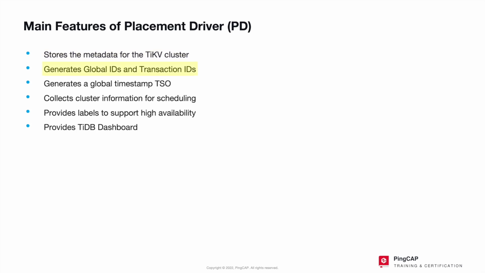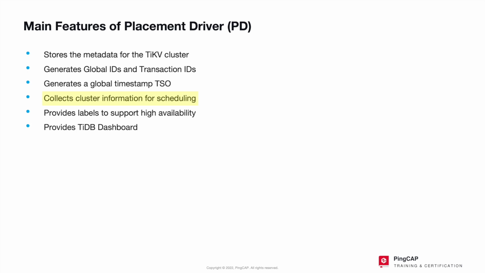Next, PD assigns a global ID and a transaction ID. So PD assigns the global IDs we use, such as store ID, region ID, peer ID, table ID, index ID, etc., and the transaction ID of the distributed transactions. Next, PD generates a global timestamp, or TSO. TSO is a global timestamp that guarantees the order of transactions in the database. This is one of the most important responsibilities the PD has. We will cover the details later.